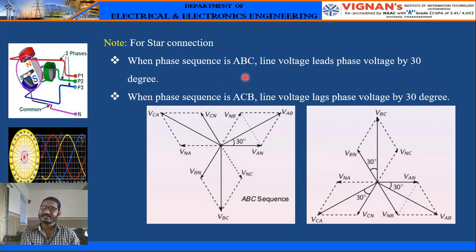In case of ABC phase sequence, the line voltage leads the phase voltage by 30 degrees. Otherwise you can say the phase voltage lags the line voltage by 30 degrees. Both are the same. Similarly, for phase sequence ACB, the line voltage lags the phase voltage by 30 degrees, or the phase voltage leads the line voltage by 30 degrees. Both comments are correct.